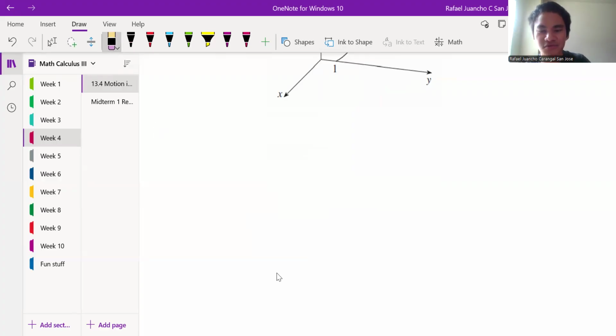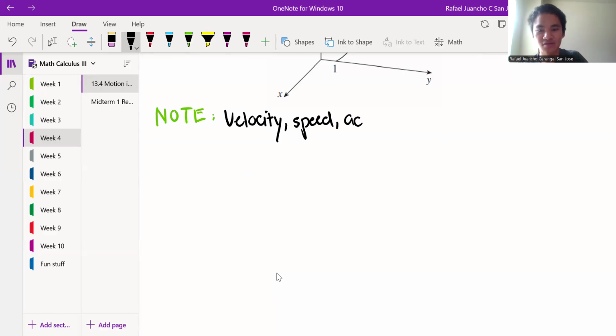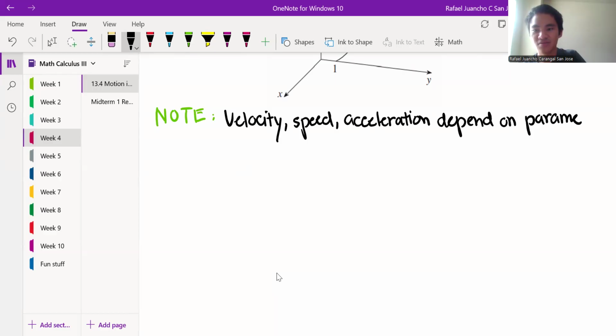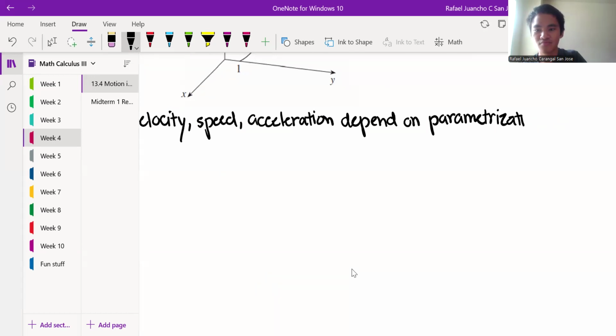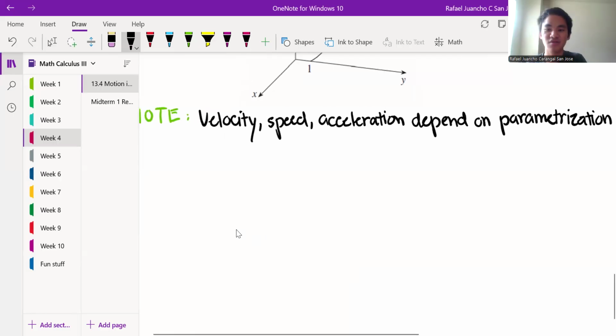Actually, let me write notes on the previous one. So what I'm saying is, I'm just going to write a note. I'm saying that on the previous thing I talked about, velocity, speed, and acceleration depend on parameterization. So depending on how you parameterize, it will affect your speed, velocity, and acceleration.